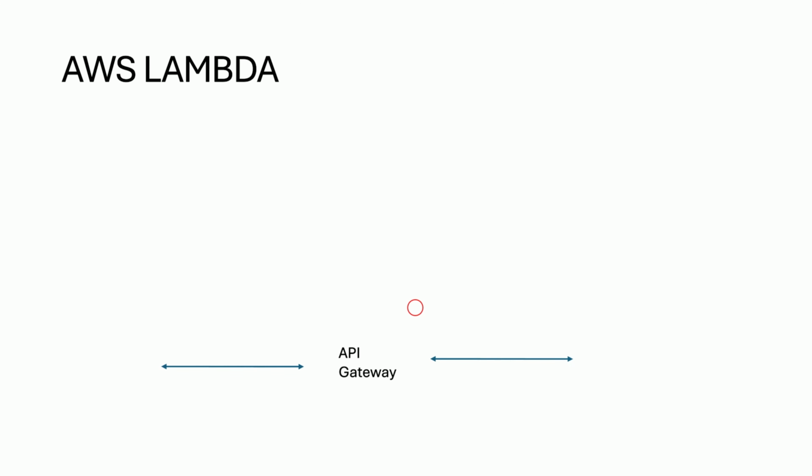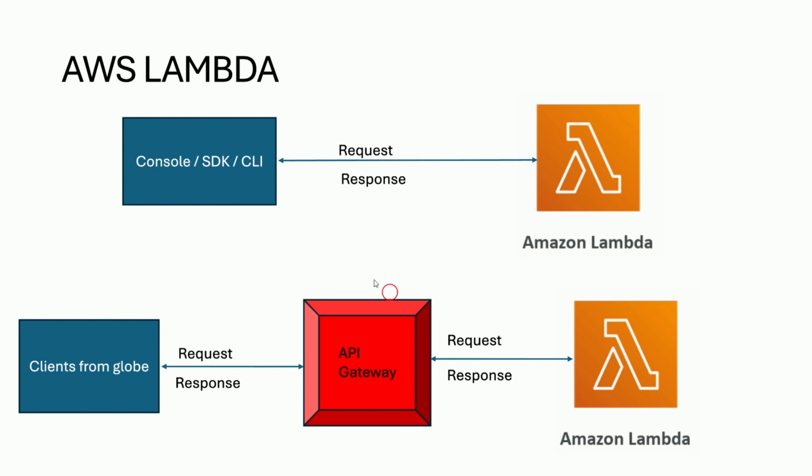Now we'll take a look at some examples. For example, we have the console. So console or SDK or CLI, as I mentioned earlier, we make a request to the Lambda. Lambda will do some processing and it will send a response back to the particular source. That is a synchronous invocation example. Otherwise, in the other example, we have clients from around the globe and they send a request to the API Gateway. From the API Gateway, we invoke the Lambda. Now, this invocation is synchronous because the API Gateway is waiting for the Lambda's response. Once the response is received by the API Gateway, this response is sent back to the clients.